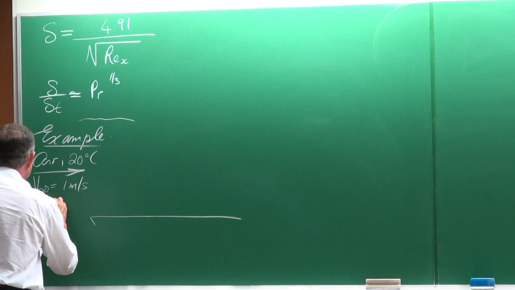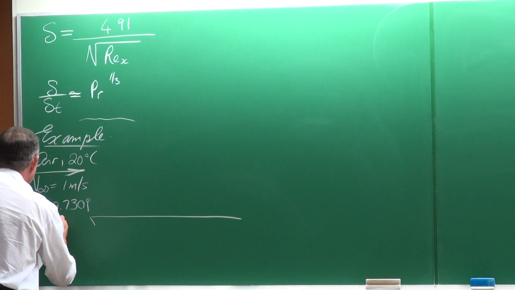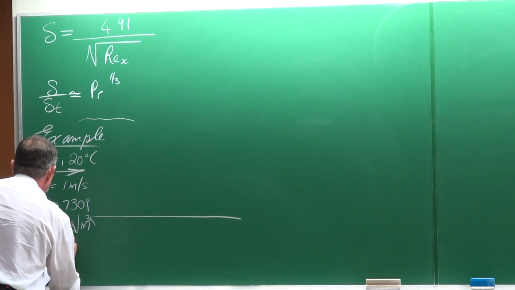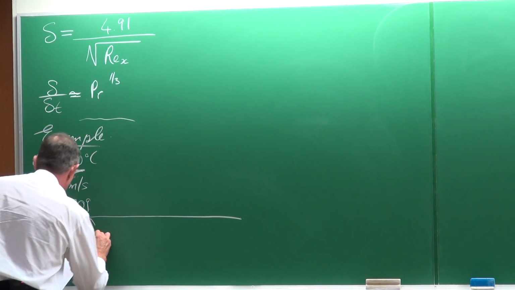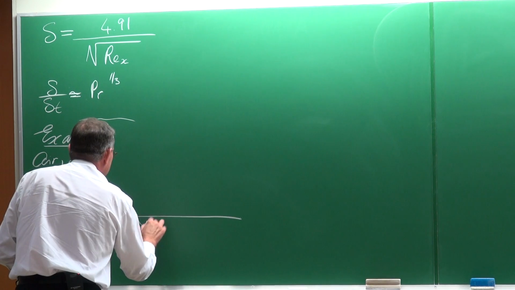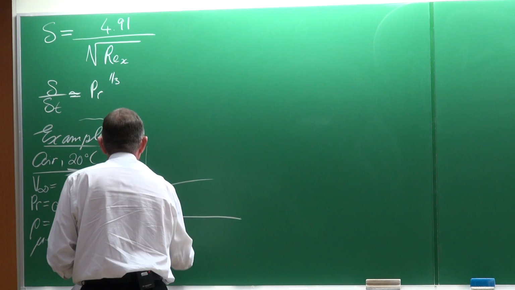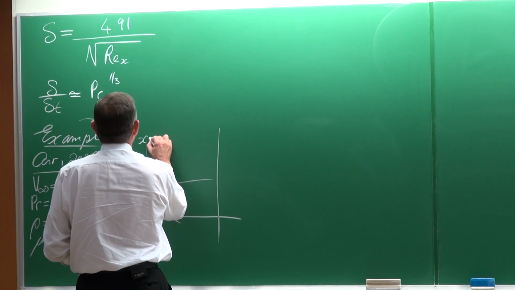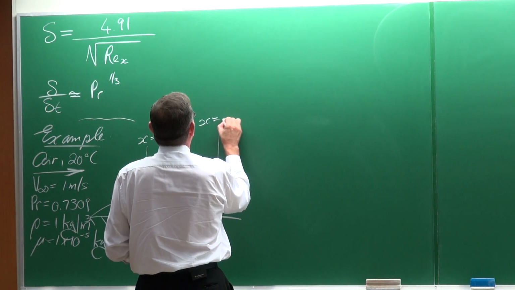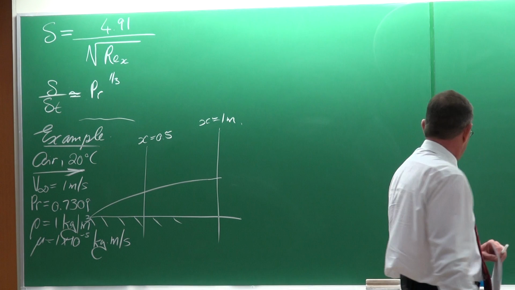The Prandtl number is equal to 0.7309. The density is equal to 1 kilogram per cubic meter. And the viscosity is equal to 1 multiplied by 10 to the minus 5 kilograms per meter per second. So here's the flat plate, and this boundary layer is going to develop there. And we would like to know where x is equal to 500 millimeters from the leading edge, and where x is equal to 1 meter from the leading edge, what will the boundary layer thickness be for the fluid flow?